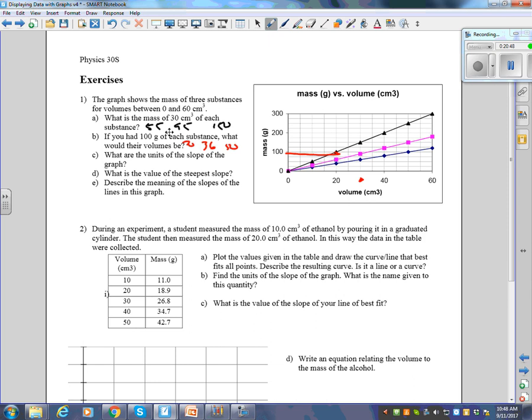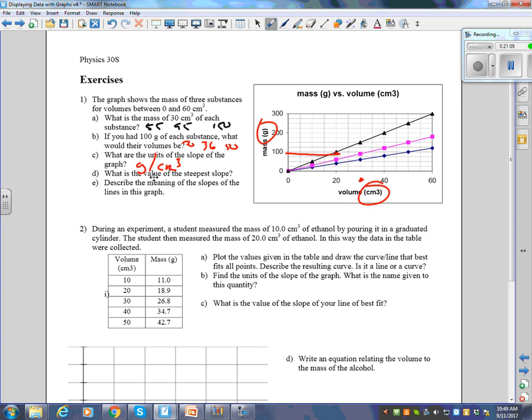I showed you how to do this. You take the units of the y and you divide by the units of the x. And so the units are going to be grams per cubic centimeter. Grams divided by cubic centimeters. Grams per cubic centimeter. Does that sound like something you've dealt with before? Yeah. That's good. I think you should have.